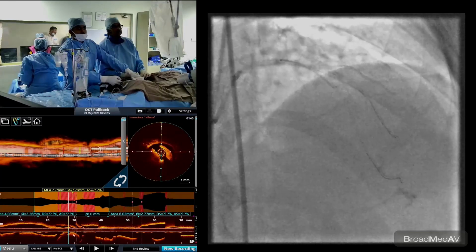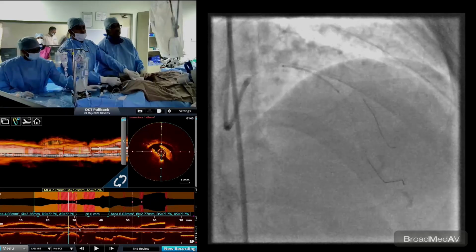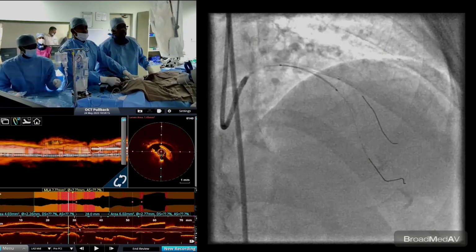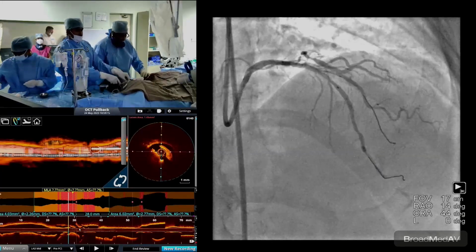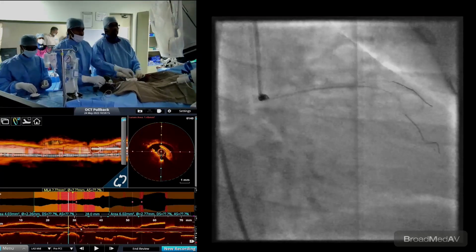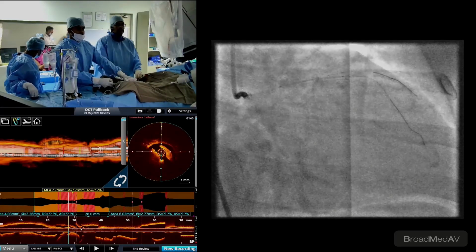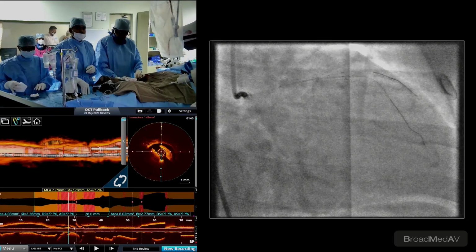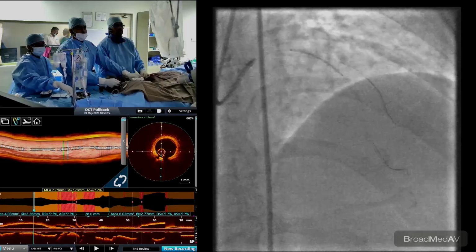Small check, please. And we will do a part with a 3 millimeter balloon. Small check, please. Take a cine. I think we can come down. Come back a bit. Yeah. Go to the RAO caudal. Small check. We go in a bit. We go back to the cranial. Cine, please.